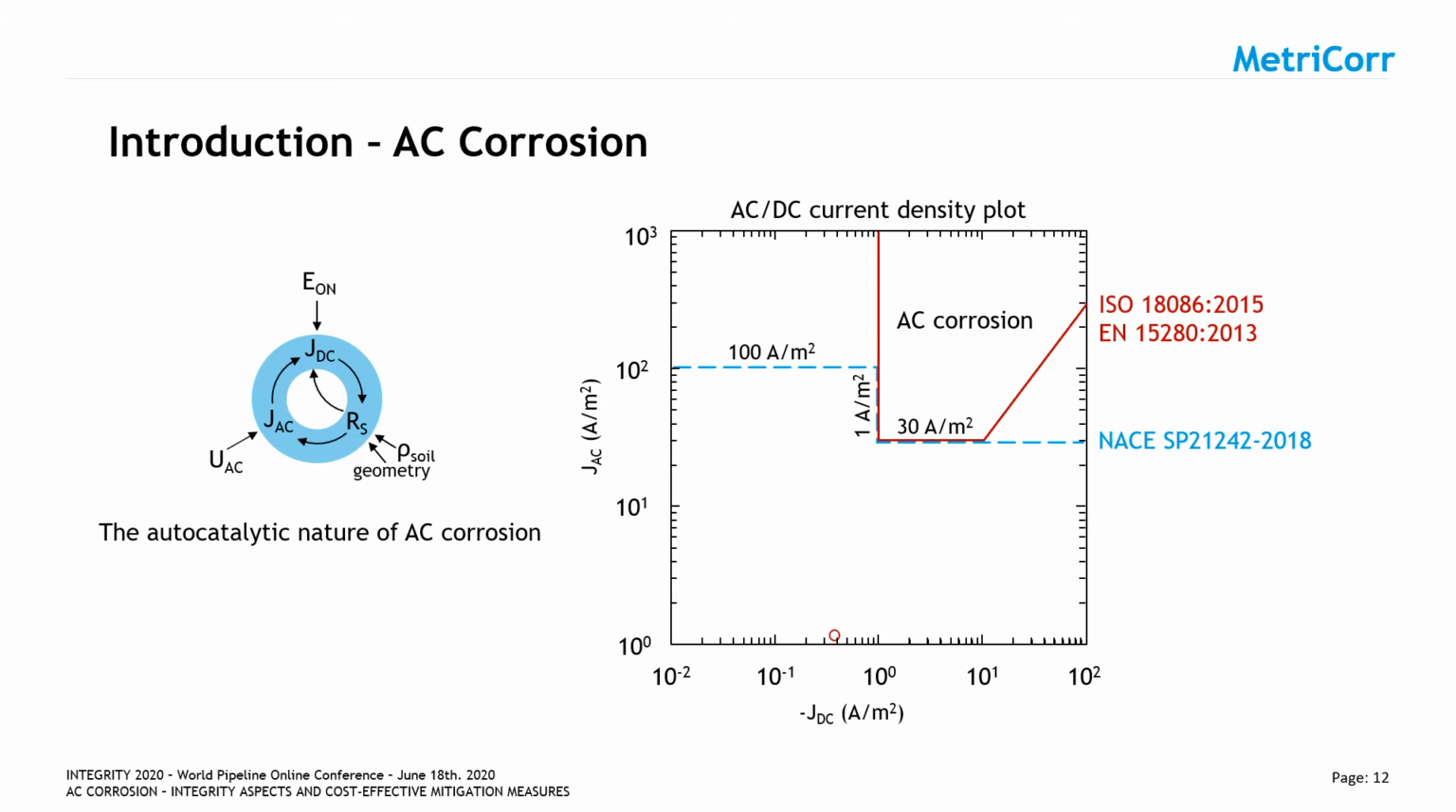If we consider a small point at the lower part of the plot, then we see that once we experience increasing levels of AC interference, we're not only increasing the AC current density, we're also increasing the DC current density. And we very often find ourselves going towards this area of high AC corrosion risk.